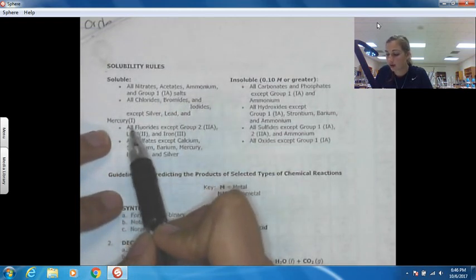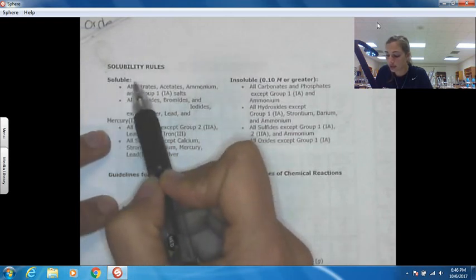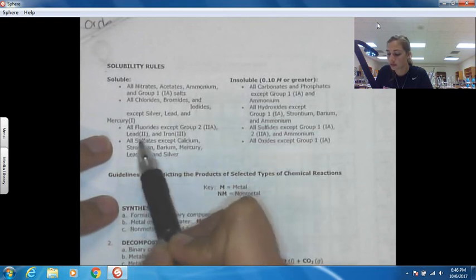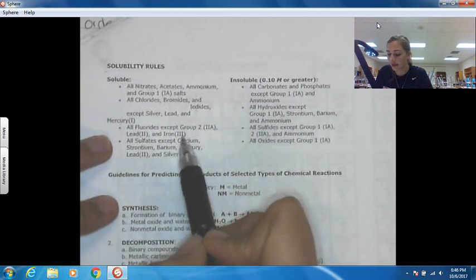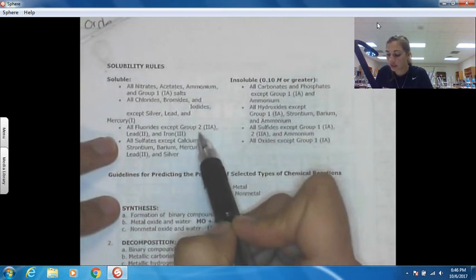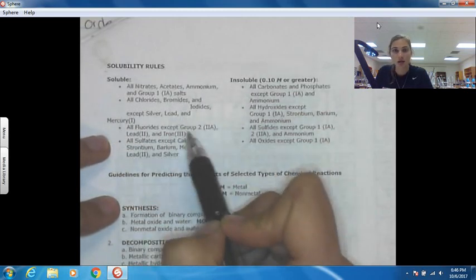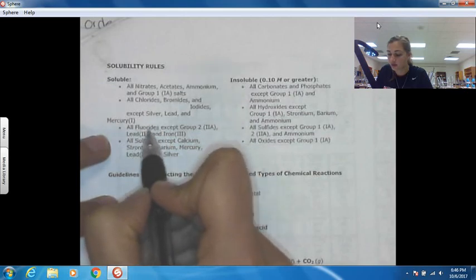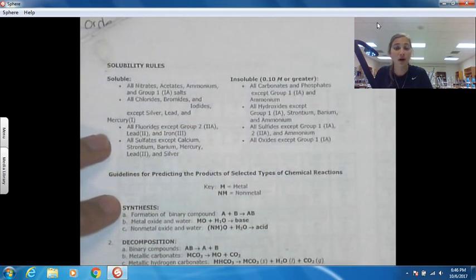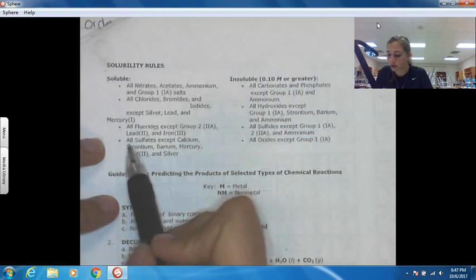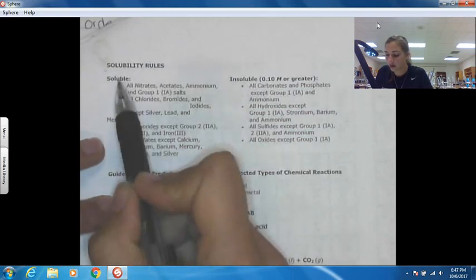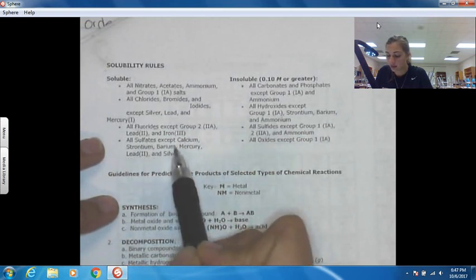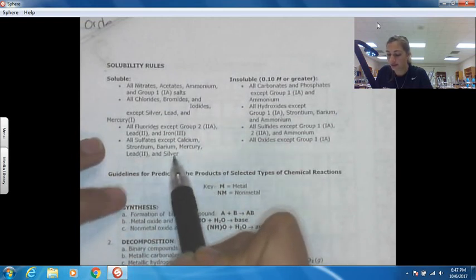Here it says all fluorides are soluble except when paired with group 2, lead 2, and iron 3. So all of these exceptions are talking about the cation that is paired with the specific anion. So here the specific anion that we're talking about are fluorides. This one says all sulfates are soluble except when paired with calcium, strontium, barium, mercury, lead 2, and silver.